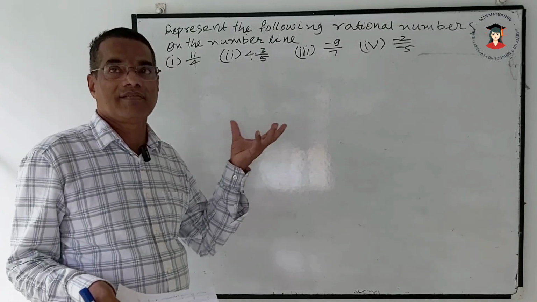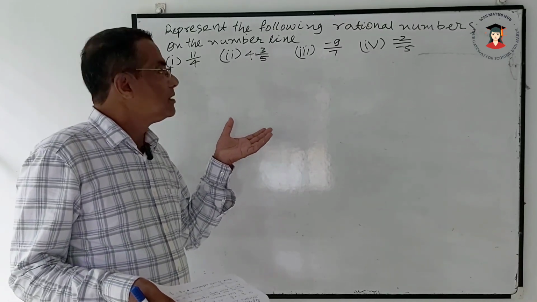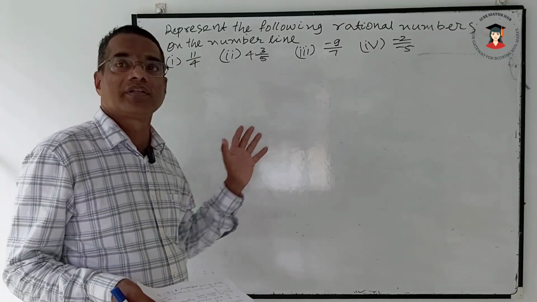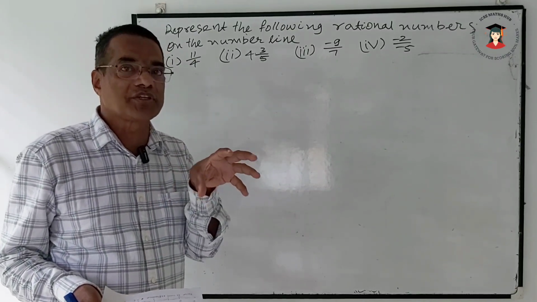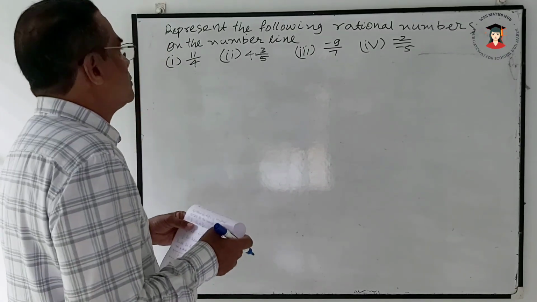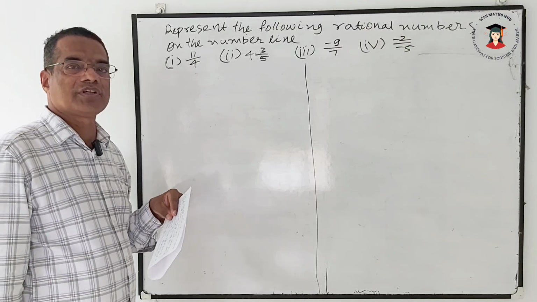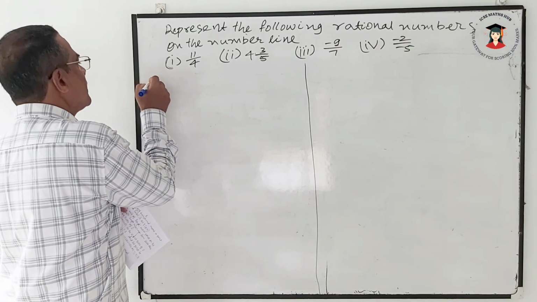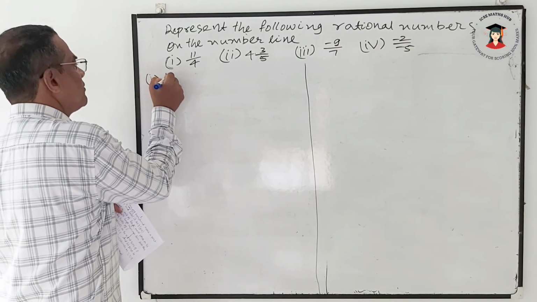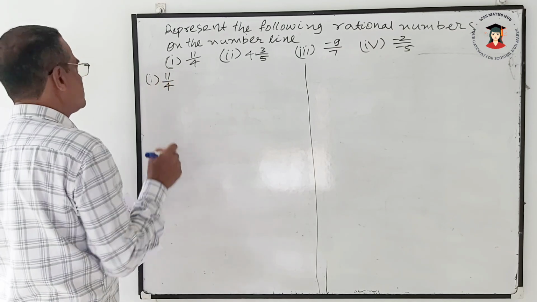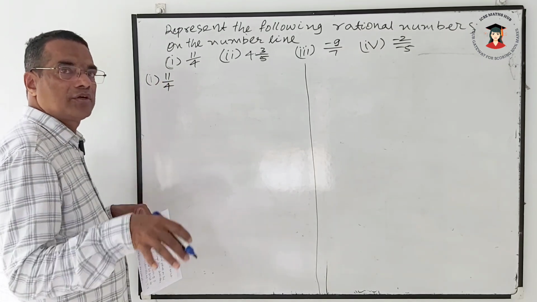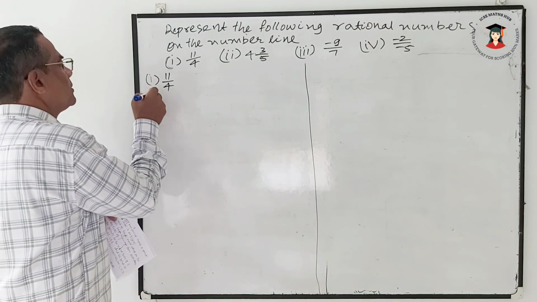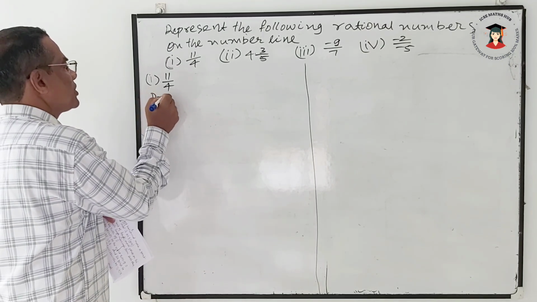So you already have an idea how to represent these numbers on the number line, but we need to present the answer in a systematic way. I am doing the first question, which is 11 by 4. We need to state whatever we are doing in the problem.